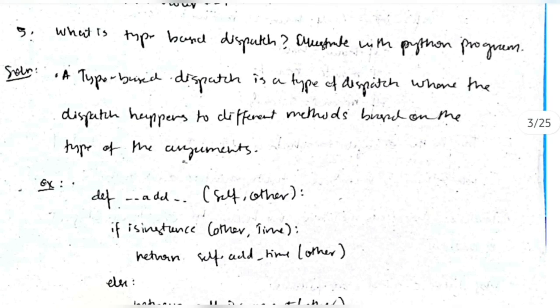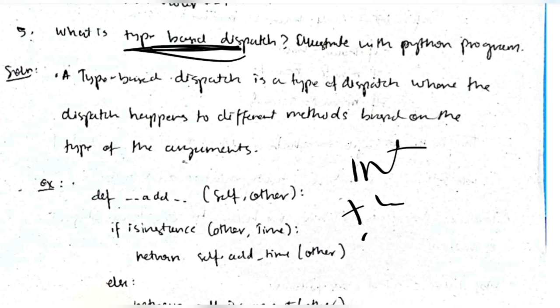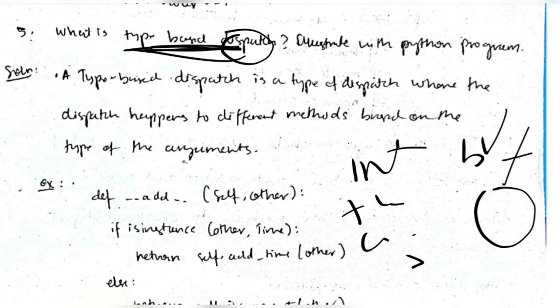Let's move on to the next one, which is: what is type based dispatch? Illustrate with a Python program. What do you understand by the term type based? Type based means based on the type. What do I mean by type? It can be int, float, char, string, boolean value or any other class type. Based on the type, the dispatch will happen.